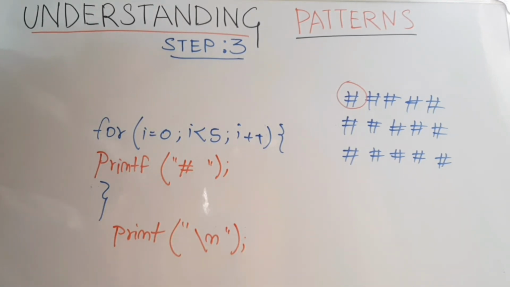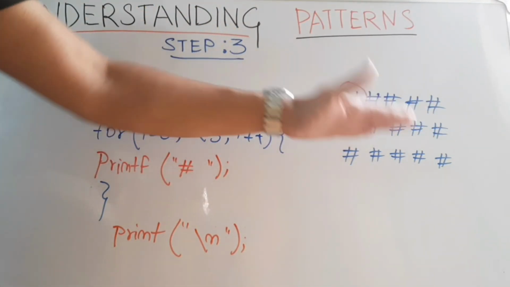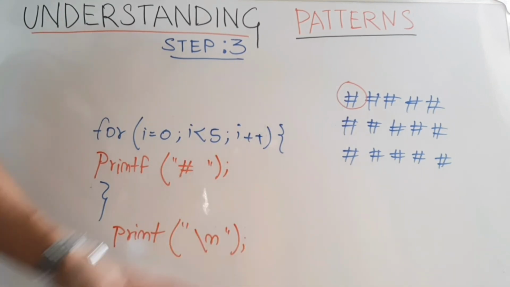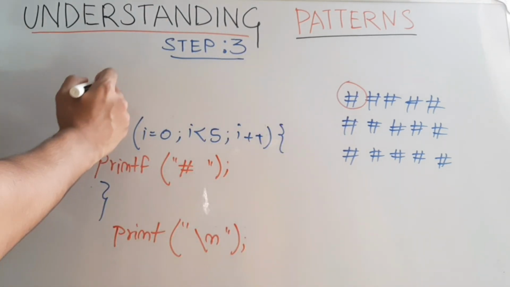So, lastly, we see how much time this process is being repeated. Writing a line of hashes, moving into the next line. Writing another line of hashes, moving into the next line. This process is being repeated for 3 times. So, we need to place an iteration for 3 times for this whole process.